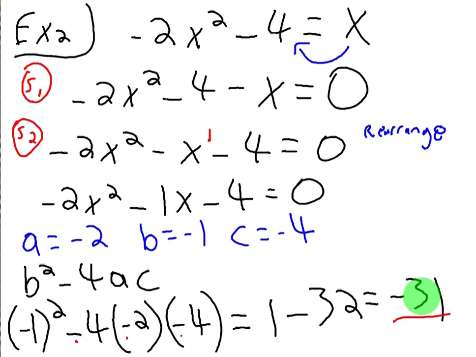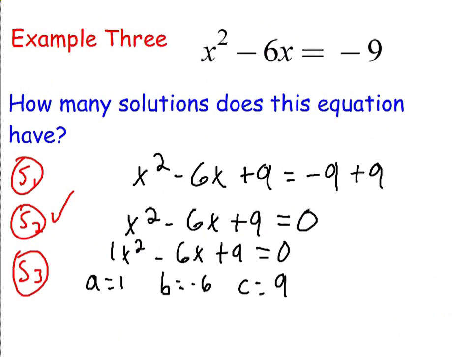All right, last example. It's the example I was talking about earlier. x squared minus 6x equals negative 9. First thing you're going to do is add 9 to both sides to get it over here. So you get a equals 1, b equals negative 6, c equals 9. I will pause and let you get that copied.